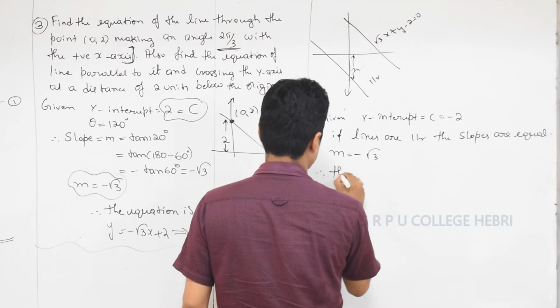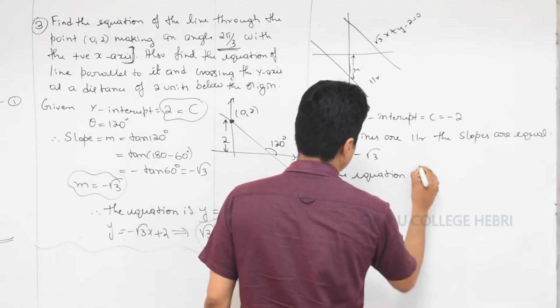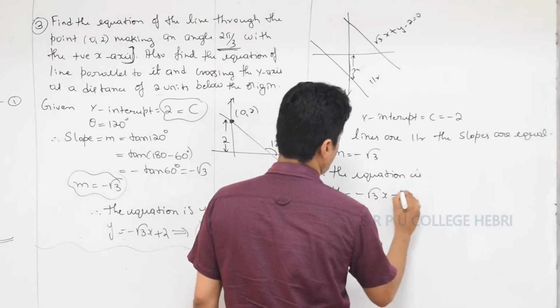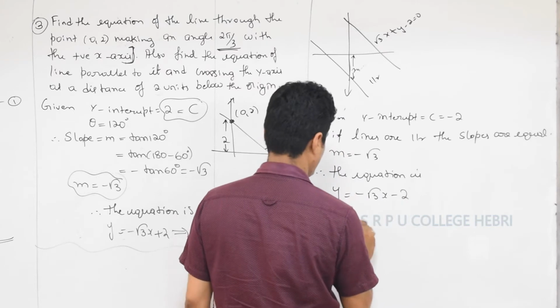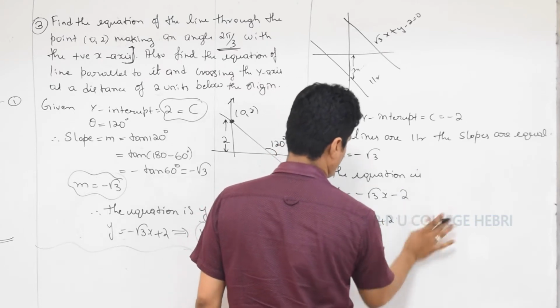So therefore the equation is, what will it become? y is equal to minus root 3 into x minus 2. So that is root 3 into x plus y plus 2 is equal to 0.